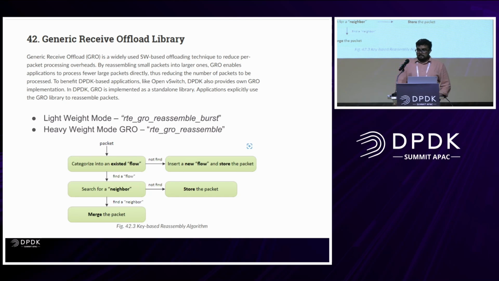This is a diagram from the DPDK documentation itself on how the existing GRO does the reassembly logic. As soon as a packet is received, we check the GRO table to see if this is an existing flow. If it is not, we create a new flow and store the packet. If there is an existing flow for it, there is logic to search for the neighbor and merge the packet to form a larger packet. If not found, we store the packet until we find the next packet or the timer expires.